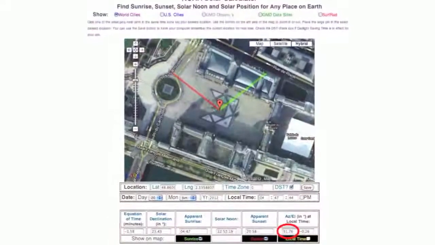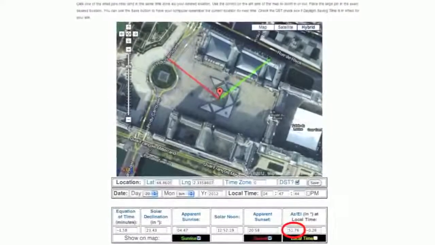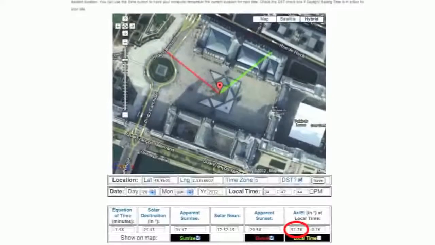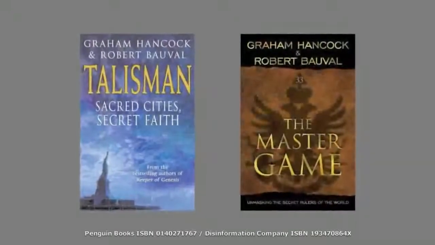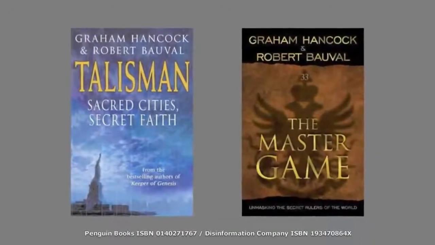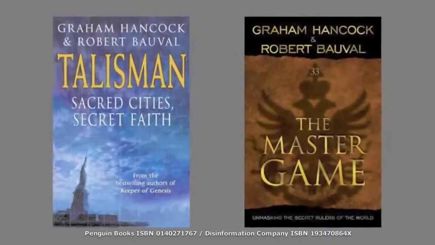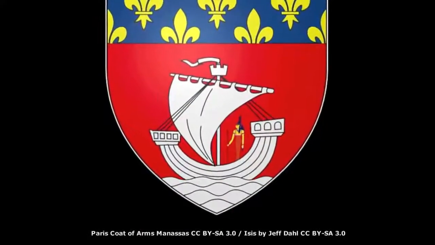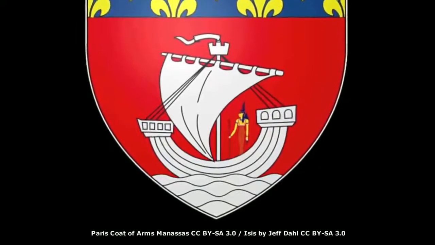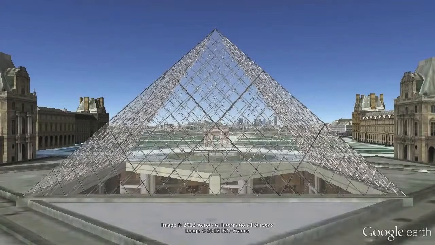I discovered that the azimuth of summer solstice sunrise on the Louvre Pyramid is exactly 51.76 degrees from true north. In the books Talisman and more recently in The Master Game, Graham Hancock and Robert Bauval present compelling historical and etymological evidence that Paris was originally founded as a temple dedicated to the Egyptian goddess Isis. What better place to found Paris than at the exact latitude encoded by squaring the circle?